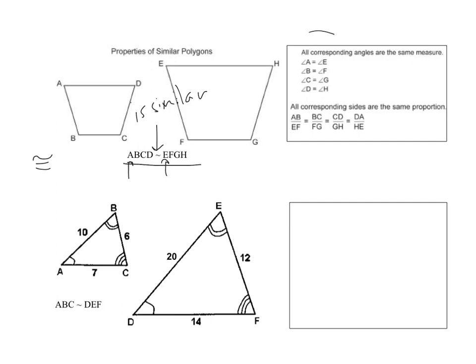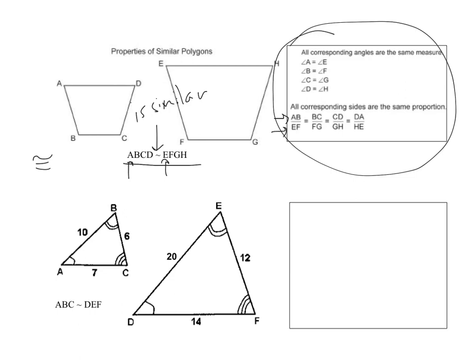So over here on this side, I've written out all of the statements. Here are all the angle measures that are congruent, like I just mentioned, based on matching up the letters. So angle A would be equal to angle E, angle B would be equal to angle F, and so on. But for the proportions, or the ratios, we take those pairs of corresponding sides. So we know that AB is corresponding to EF.